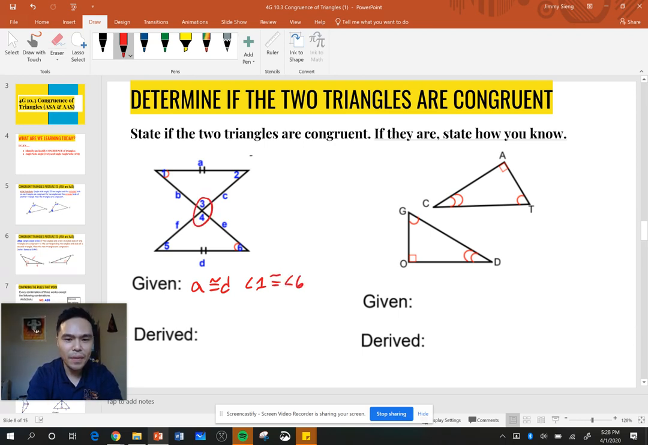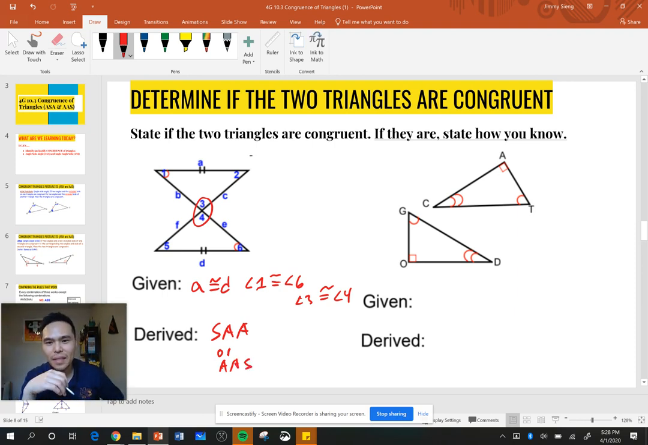And because of vertical angles, I also know that angles 3 and 4 are congruent to each other. So what is that going to be? That's a side, angle, angle. So it could be a side, angle, angle or angle, angle, side, okay?